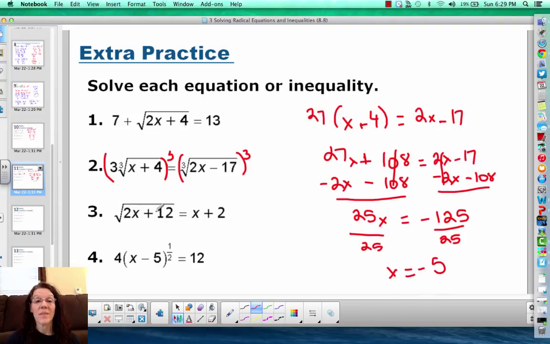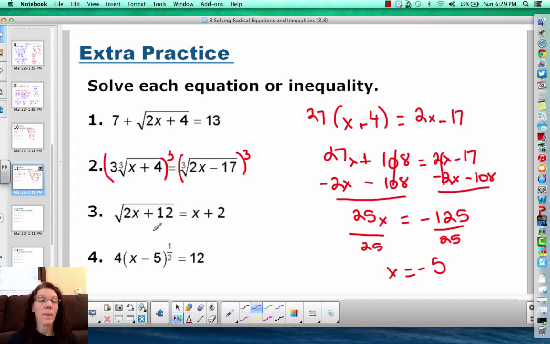Now again, let's double check. Negative 5 plus 4 cubed is negative 1. Can you have the cube root of a negative number? Yes, because you can take negative 1 times negative 1 times negative 1, and that will give you negative 1. So it's okay to have that. So this is 3 times negative 1, or negative 3. This is 2 times negative 5, which is negative 10, minus 17 is a negative 27. The cube root of negative 27 is negative 3. Negative 3 equals negative 3.